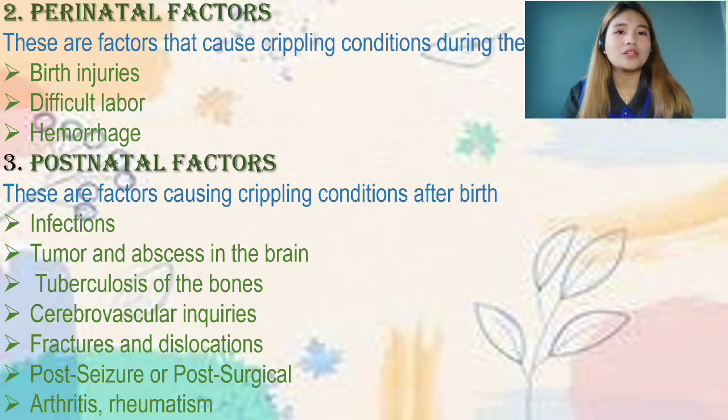For the postnatal factor, a developmental pediatrician reviewed all abstracted information to determine whether children had disability with a postnatal cause. A postnatal cause was defined as any event that occurred from age 30 days through 10 years. Okay, these are causing crippling condition after birth.